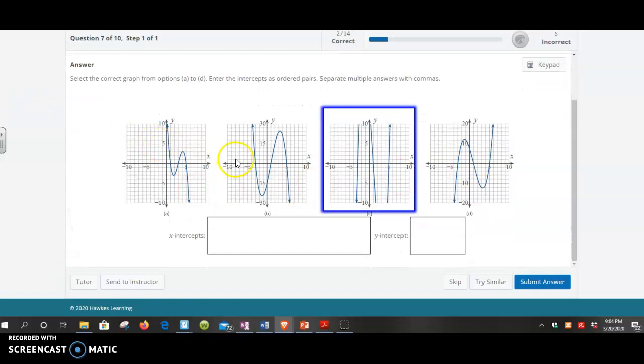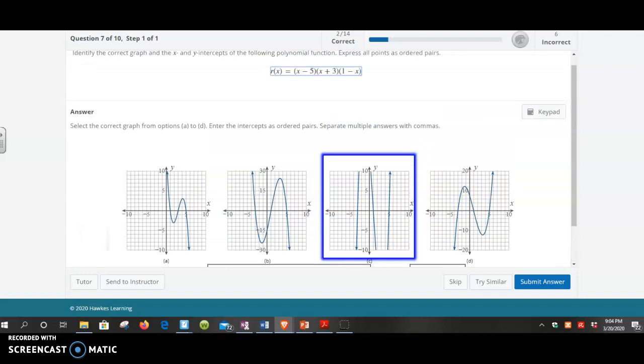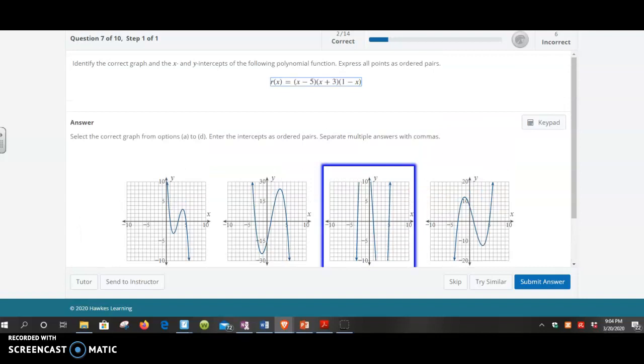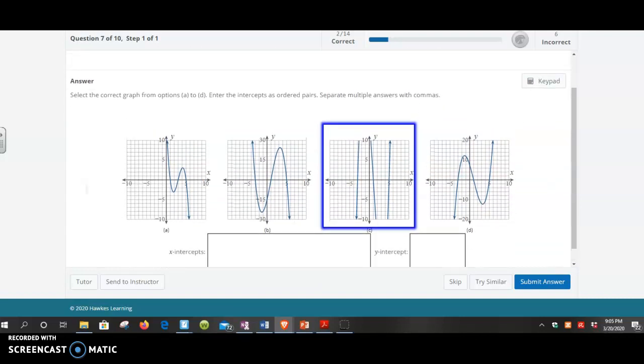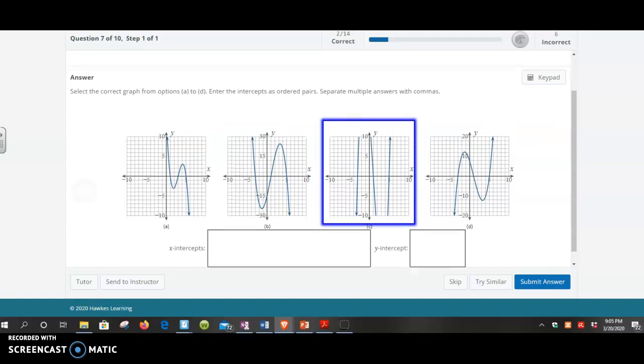It's not going to be the first one. It could be the second one, third one, or the fourth one, so we have to figure it out. So, how do we figure that out? Well, we probably have to multiply that out to find out. So we'll do that. So let's see, y-intercept.